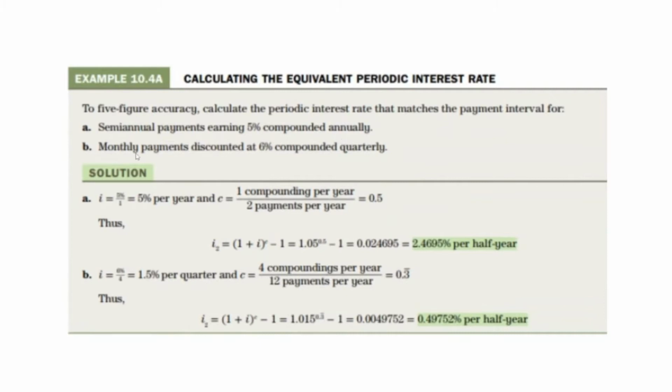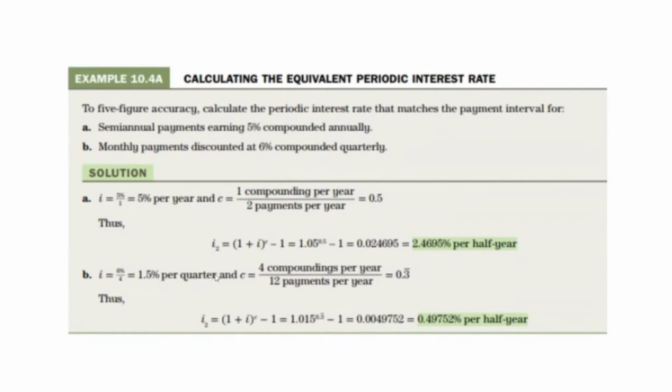In the case of B here, monthly payments discounted at 6% compounded quarterly. Okay, first thing we need to do is look at it and say, is this a simple or a general annuity? Well, it's monthly payments compounded quarterly, different. So this is a general annuity, and in a general annuity, we need to calculate the value of I2. So the value of I is 6%, and it's compounded quarterly, so the value of I is 6% divided by 4, so that's 1.5% per quarter.